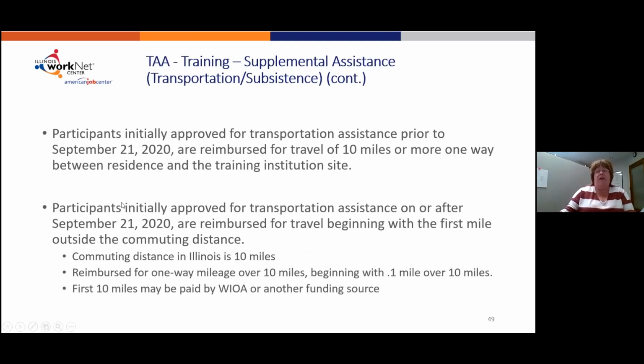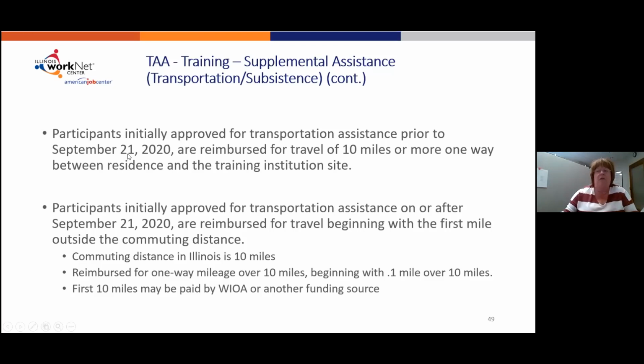Under the transportation and subsistence categories, there are a couple of things related to when the participant was initially approved for receipt of that travel or transportation assistance. If they received initial approval prior to September 21st of 2020, which is the date that the new trade final rule went into effect, then they are reimbursed for travel of 10 miles or more one way between the residence and training institution site. So if someone travels 12 miles one way, they get their reimbursement for the 24 miles for that round trip.